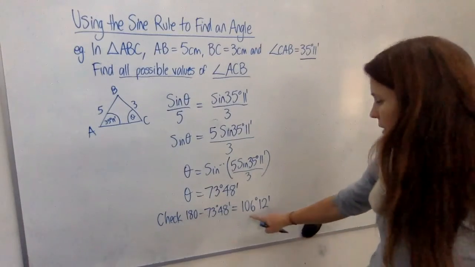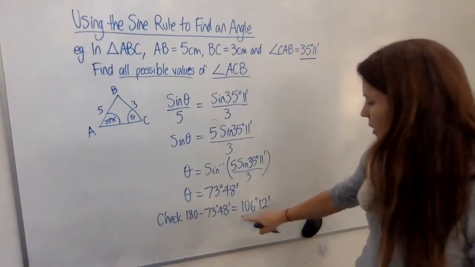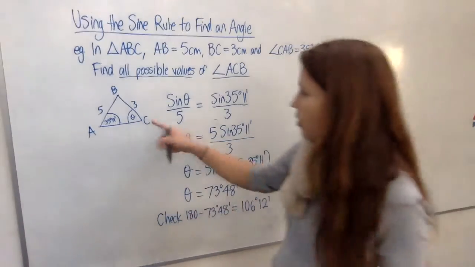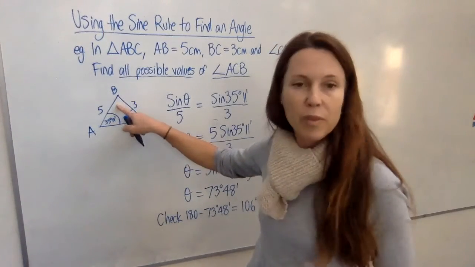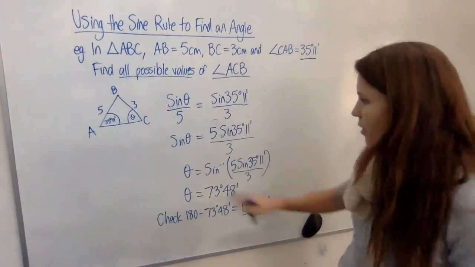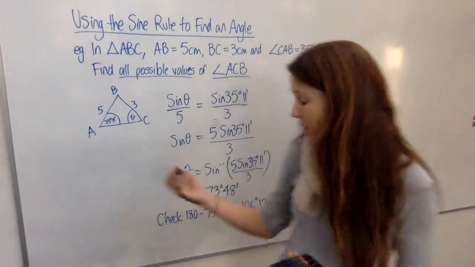Okay, now check this answer. How do I check it? Well, I say to myself, if I had a triangle that had, if this angle here was 106, could that work? Sure, 106 plus 35 or so, that leaves plenty enough for there to be a possible angle up here. So we're basically just checking that this number plus the angle we already had doesn't add to more than 180. It doesn't, so it's cool.